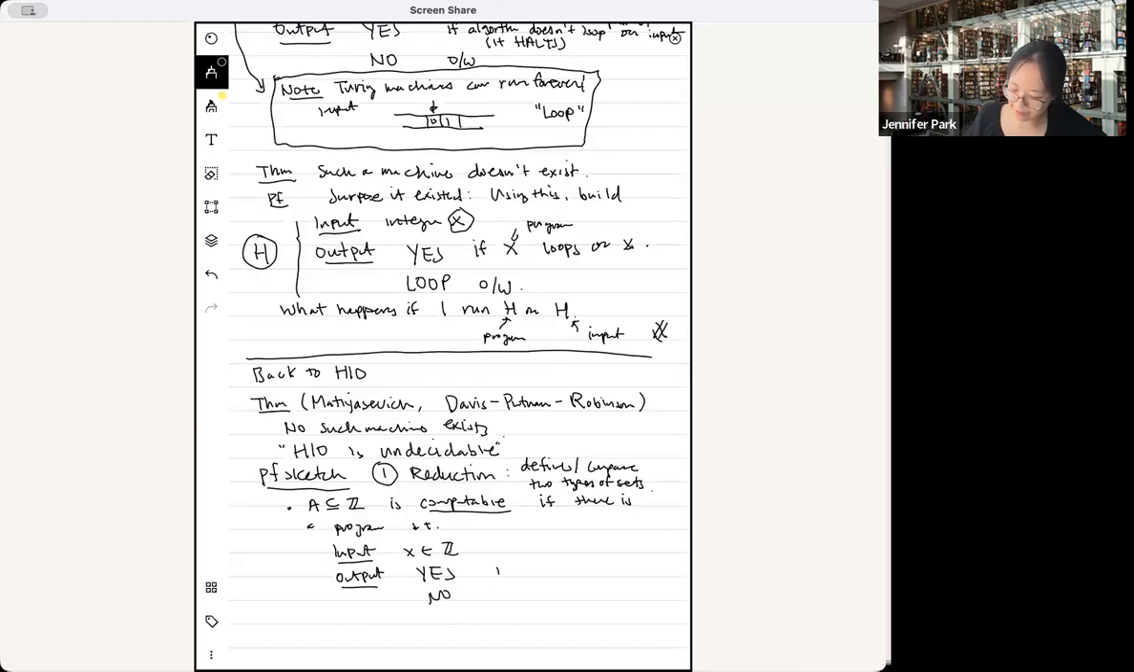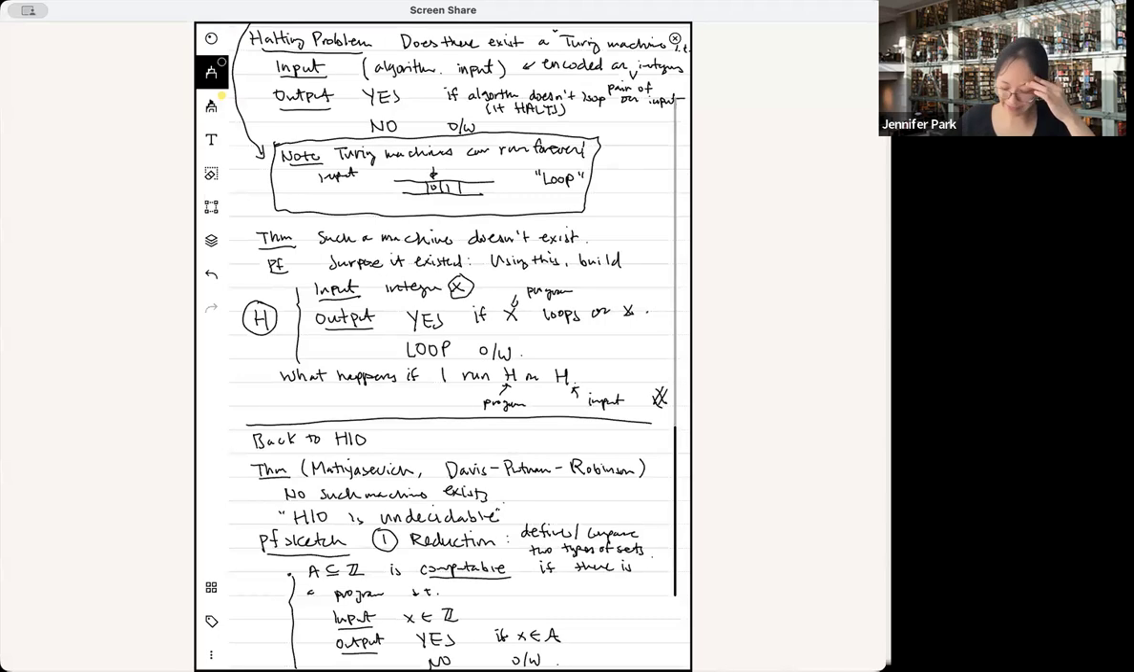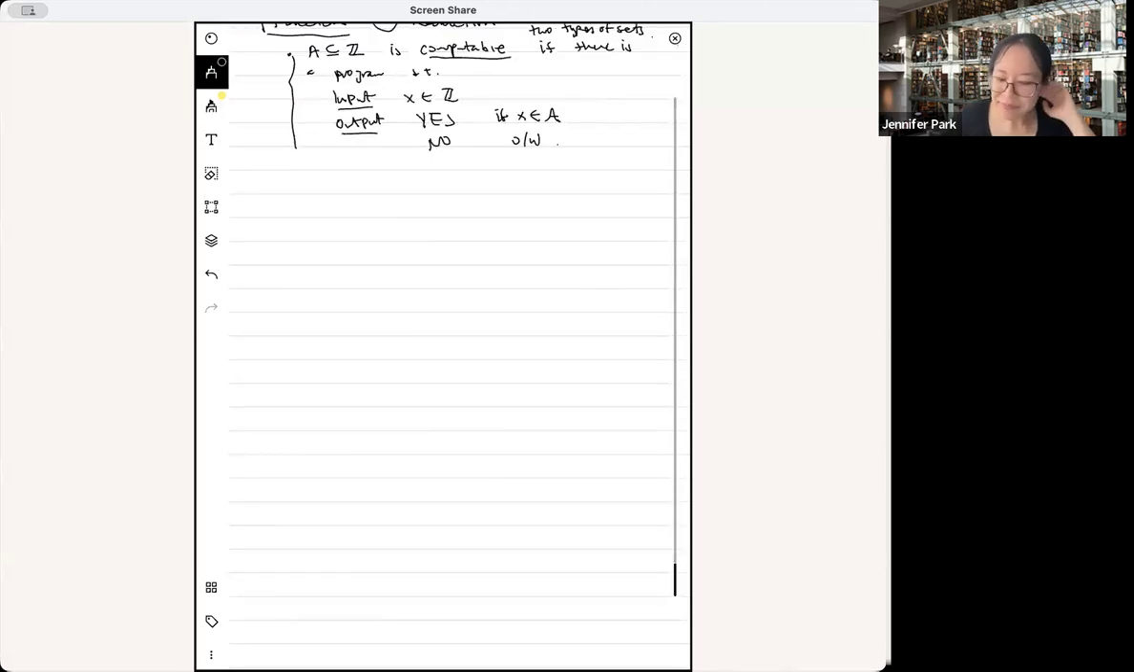And the output is yes if x is in A and no otherwise. Okay, so this is the most simple thing that you can do. I'm just basically asking the thing that we've been asking about for the entire talk, right? Does there exist a program that does this or not?